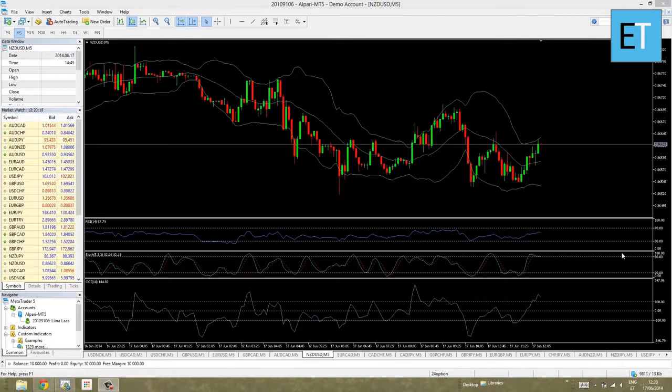It is a 15-minute strategy. For the indicators, I use Bollinger Bands, RSI, Stochastic and CCI. I've also done a video about how to set up MetaTrader 5 and these indicators for this strategy.